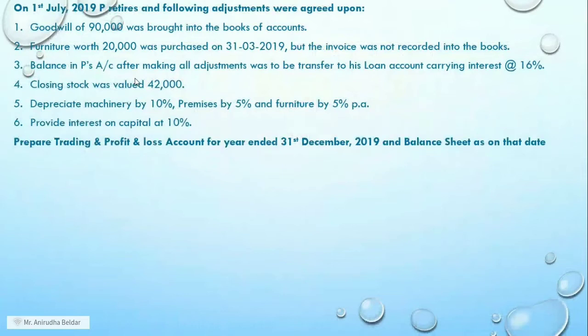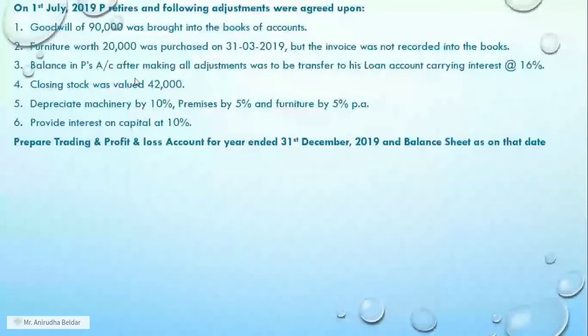Then adjustments are given. Goodwill of 90,000 was brought into the books. Now see, in admission we have seen that goodwill is brought in and it is written off. But in this problem, they have only told that goodwill of 90,000 was brought into the books of account. No further adjustment is given. It means goodwill is brought in and it is retained in the business.